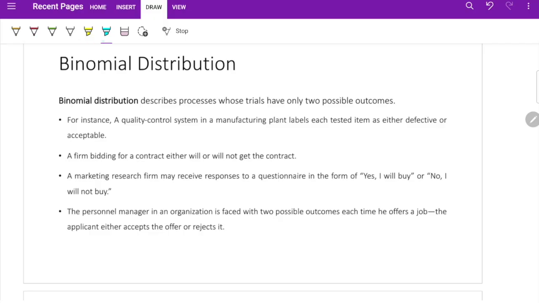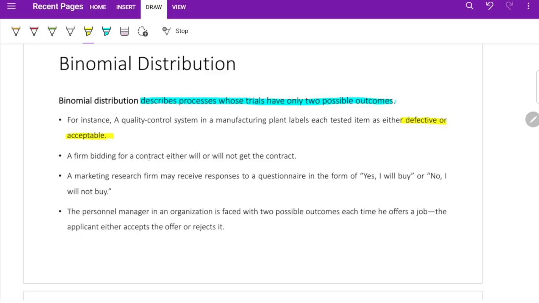The binomial distribution, which is a really important distribution, describes the processes whose trials have only two possible outcomes. This is important. It just deals with only two possible outcomes. Example: a quality control system in a manufacturing plant labels each tested item as either, look, two possible outcomes, defective or acceptable. So the items are going to be either defective or acceptable. We have only two possible outcomes if you pick one of them.